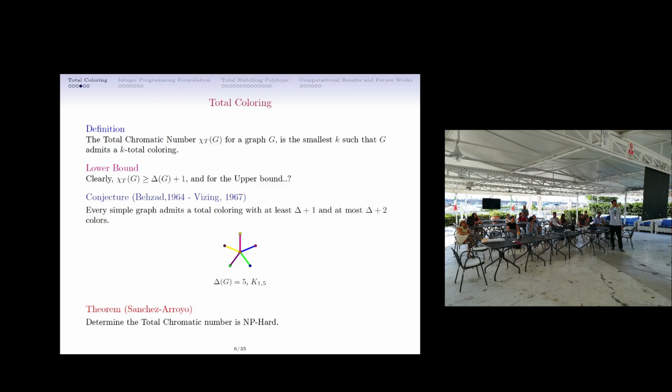And it is also proved that computing the total chromatic number is hard even for cubic graphs, where a cubic graph is a graph in which every vertex has 3 edges.